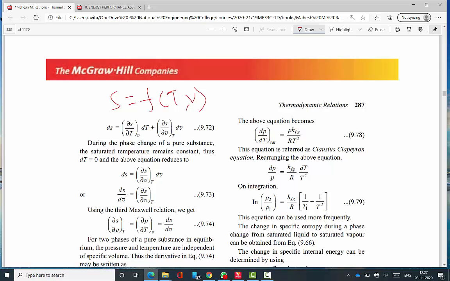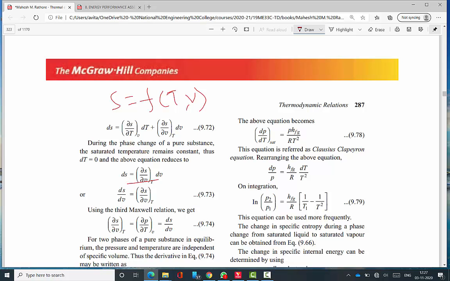Thus, dT equals 0. Therefore, dS equals (∂S/∂v) at constant temperature times dv. From this, dS by dv equals (∂S/∂v) at constant temperature, where we put dT equal to 0 in this relation.